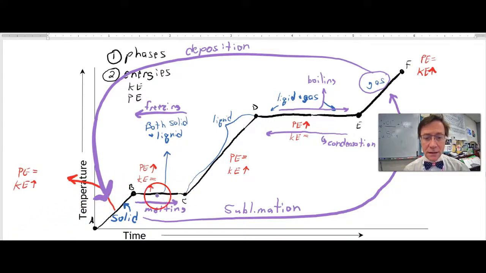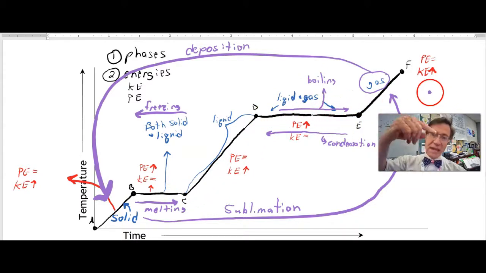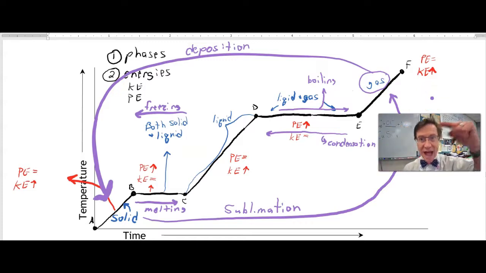If you're heating, it's going to be melting here, between solid and a liquid. Between a liquid and a gas, we're going to call that boiling or vaporization. Now, if you're cooling it and going in the opposite direction, from a gas to a liquid, that's condensation. And from a liquid to a solid, we call that freezing. But there's also sublimation and deposition. So there are 6 phase changes.